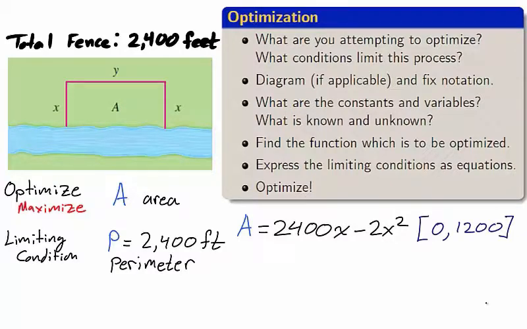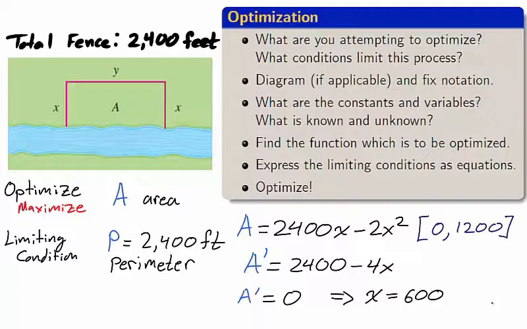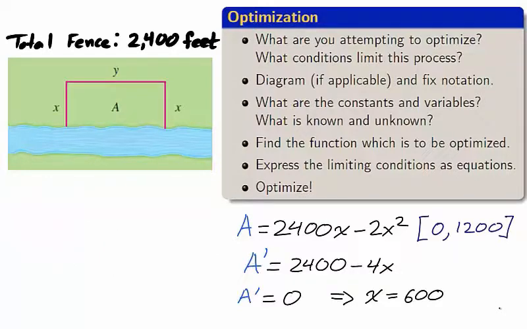The way we will optimize this function is by using the closed interval method introduced in section 4.2. We begin by taking the derivative of A with respect to x. We then find the critical numbers of A prime in the interval 0 to 1,200. As A is a polynomial, the only critical numbers of A are when A prime is equal to 0, that is, when x is equal to 600.